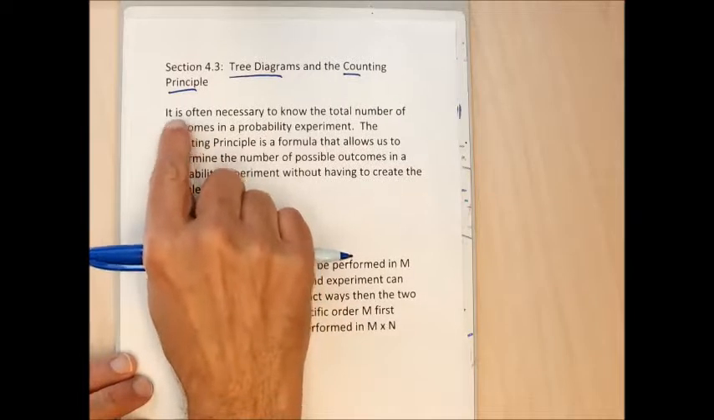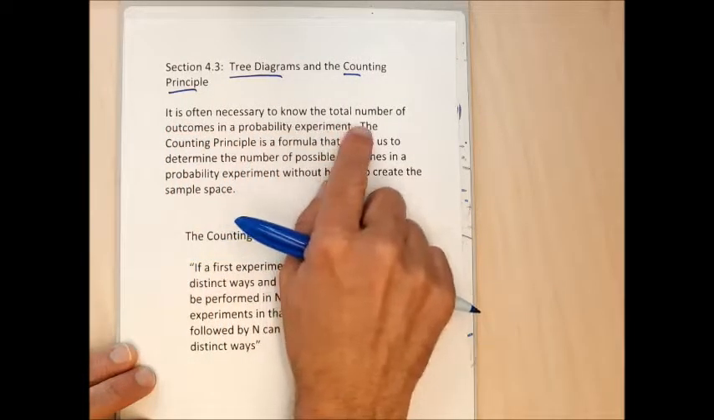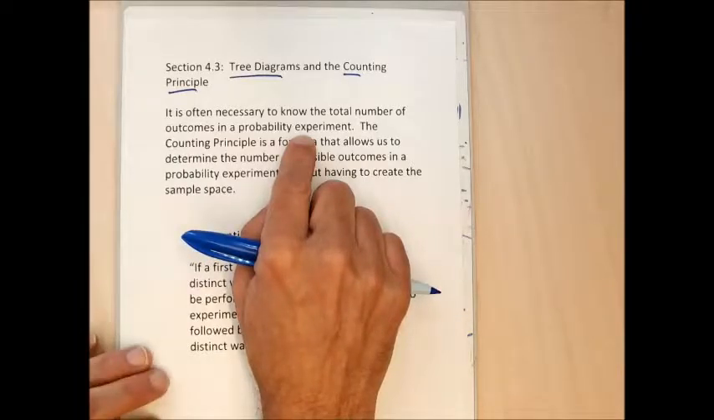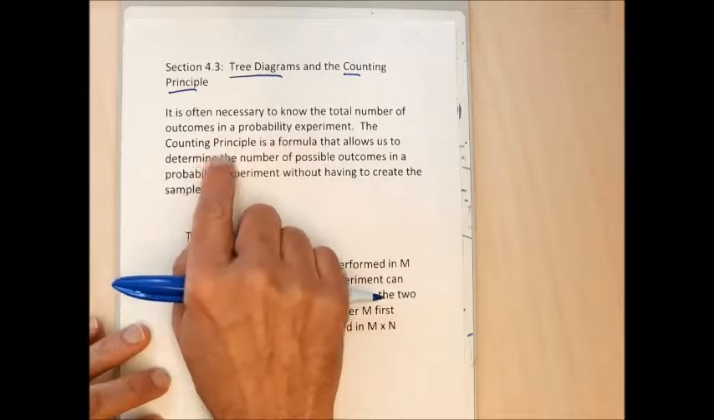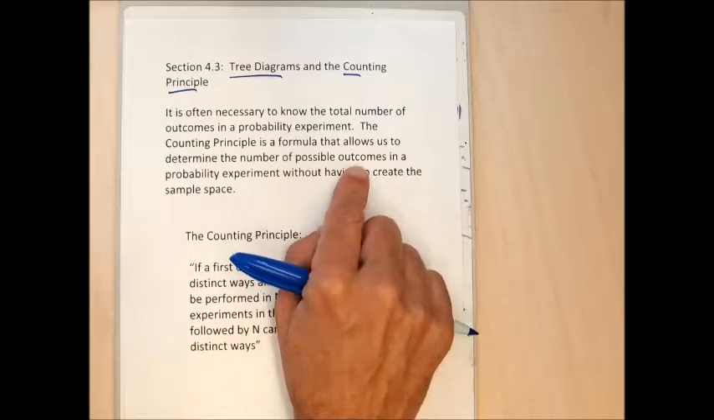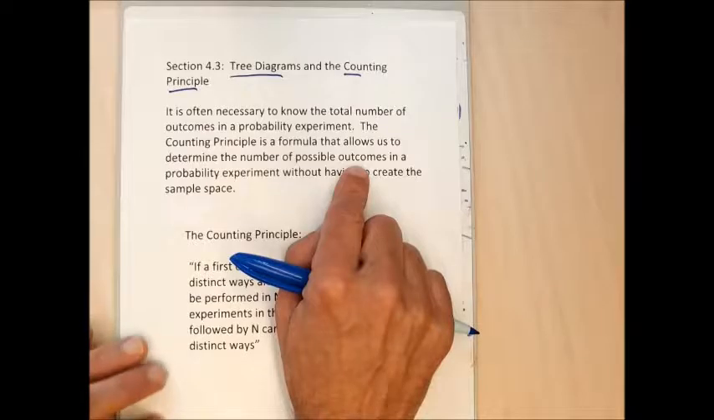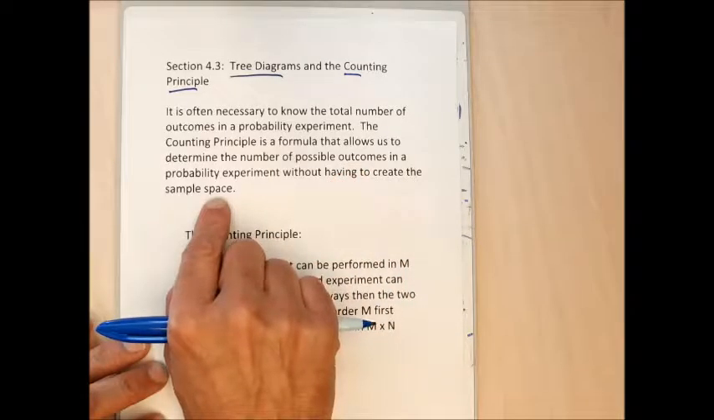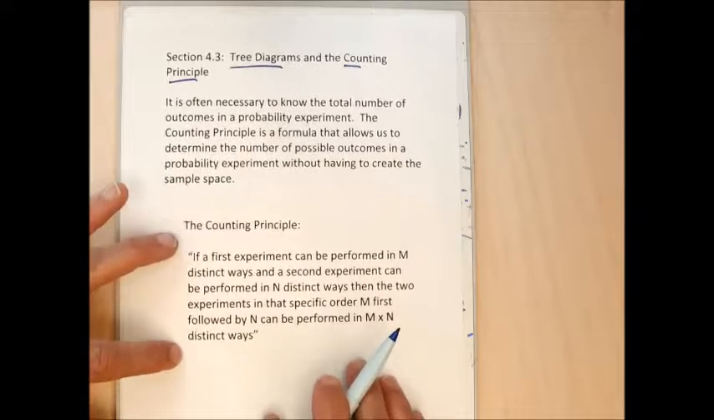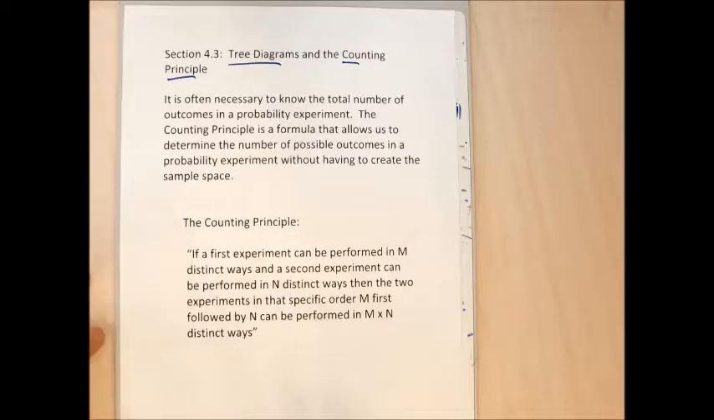So if I read my work here, it says it's often necessary to know the total number of outcomes in a probability experiment, because that's the denominator for any probability question. The counting principle is a formula that allows us to determine the number of possible outcomes, the number that goes in the denominator of a probability question, without actually having to create the sample space I need to get for the numerator. So this is a definition of the counting principle. I don't really ever test on definitions, and they're kind of awkward for me to write, so I imagine I stole this somewhere from the internet.